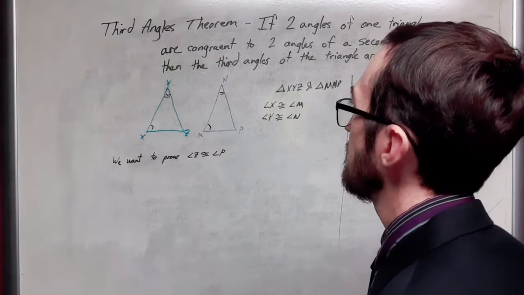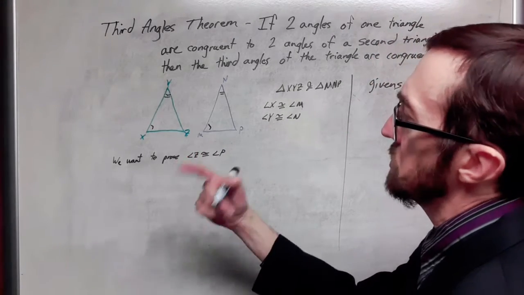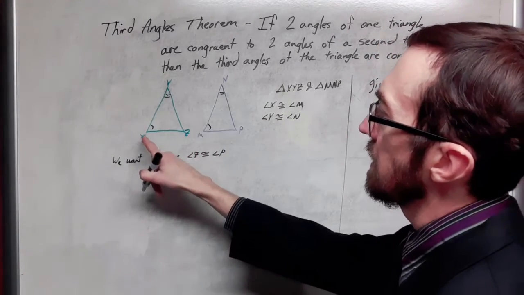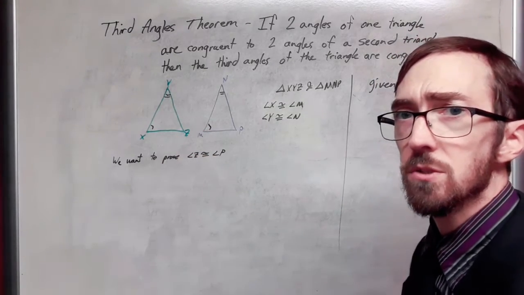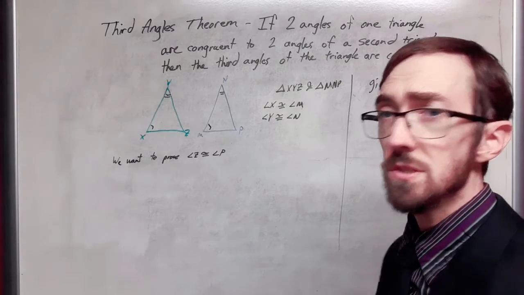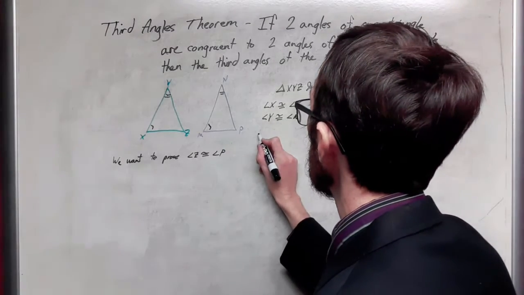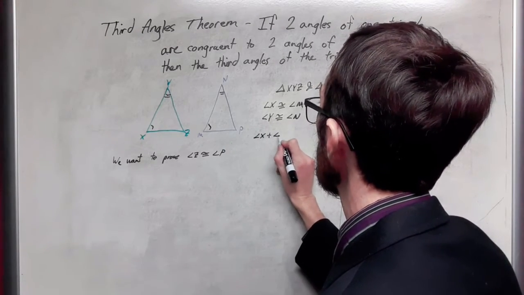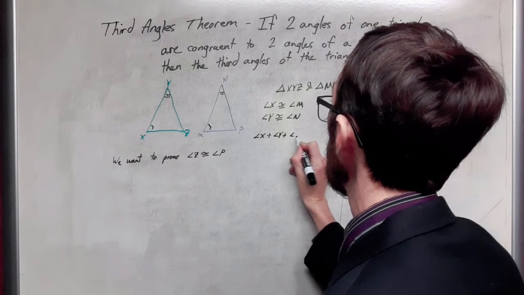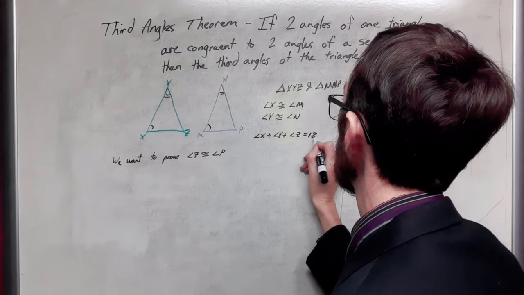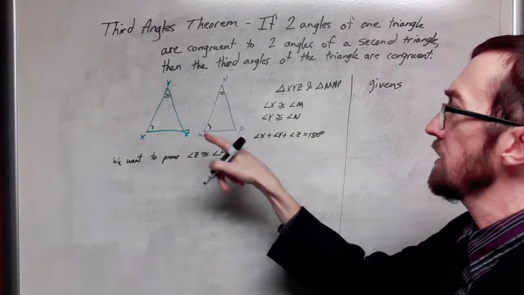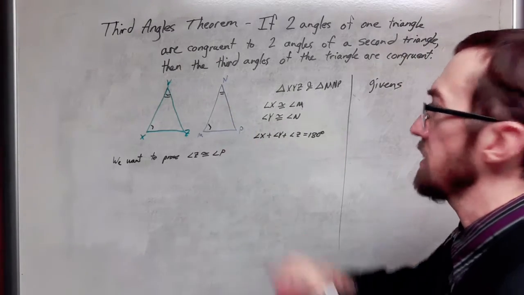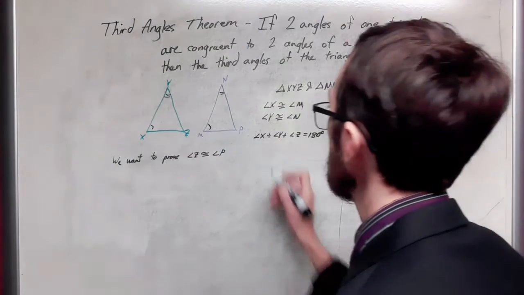The first thing that I want to do is I'm going to make a statement that X plus Y plus Z equals 180 degrees. That is our triangle angle sum theorem. So angle X plus angle Y plus angle Z is 180 degrees. And I'm going to do the same thing over here, that M plus N plus P is 180 degrees.